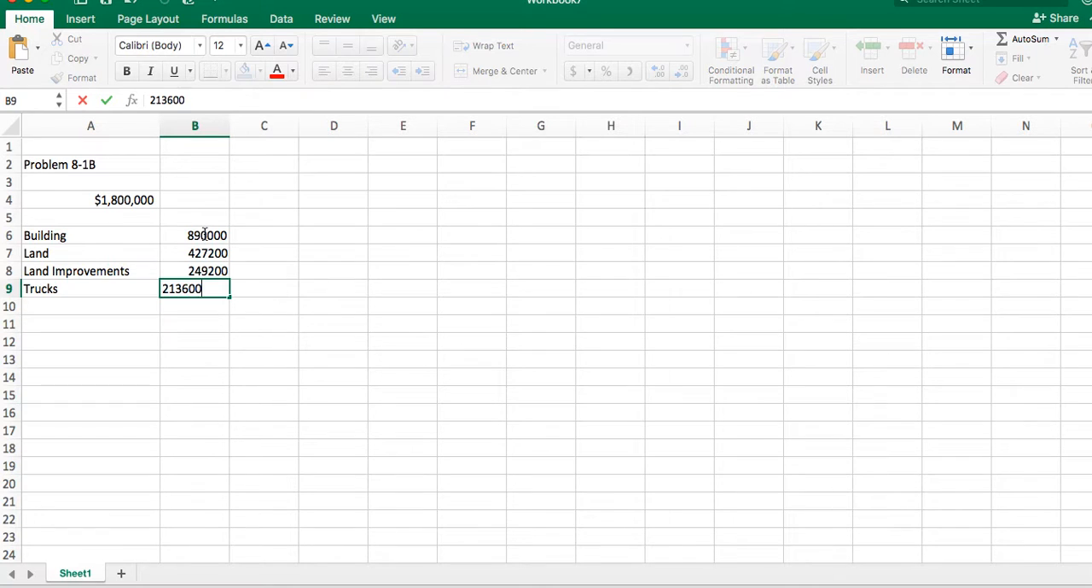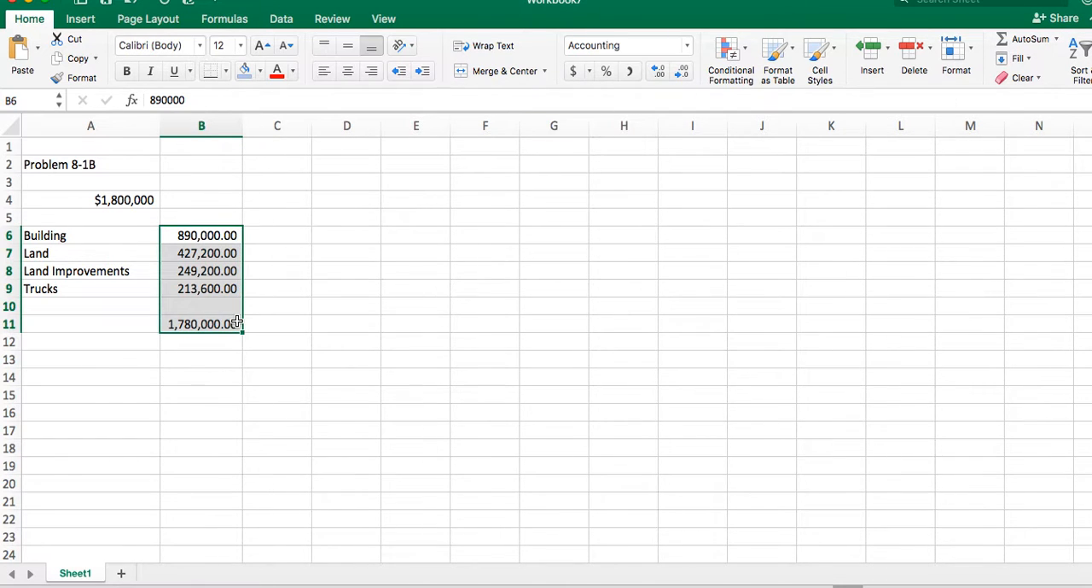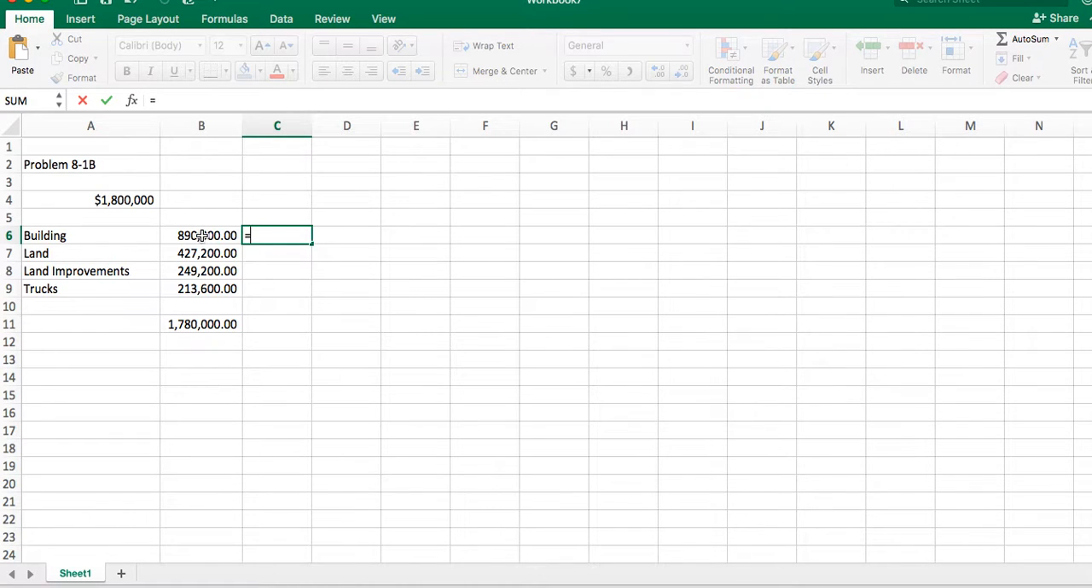And so where they get these amounts is from an appraiser. Typically, you'll have to have an independent party come in for an appraisal. And so we see that the actual purchase price of all of those equals $1,780,000. So what we have to do is allocate this 1.8 to these 4 assets. So to do that, we take the percentage of the whole.